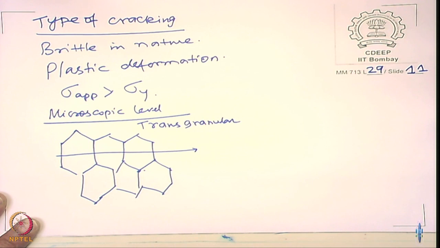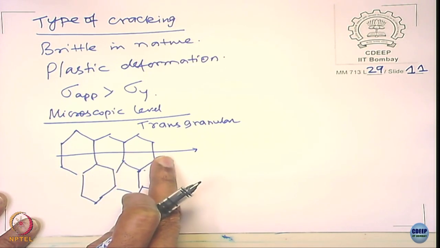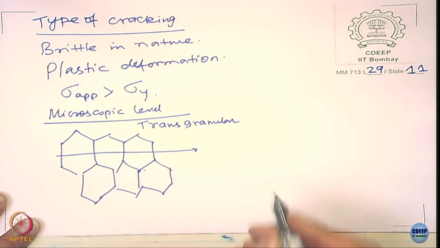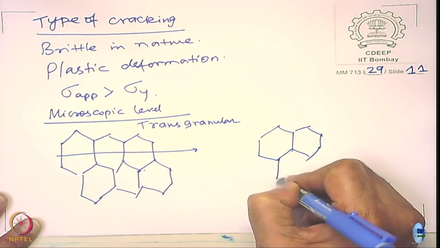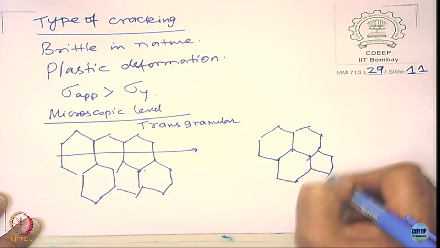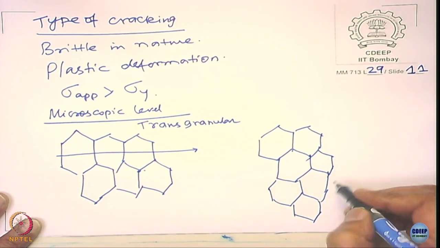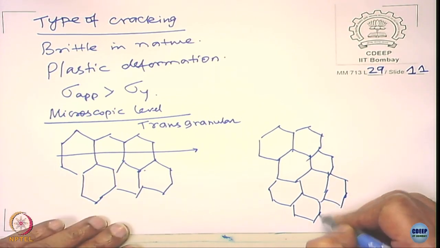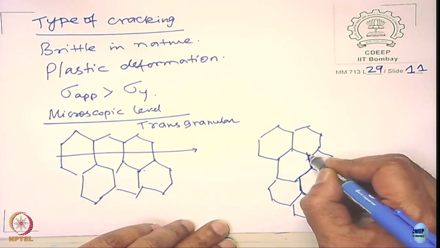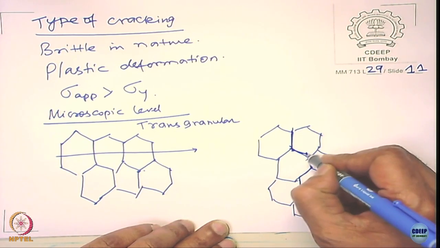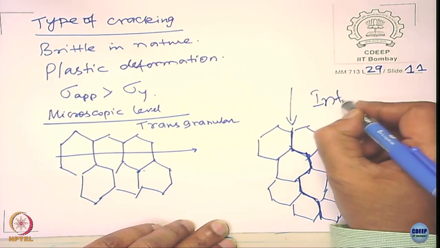Here you also have transgranular, but these are transgranular brittle fractures. The crack also can grow along the grain boundaries, and what is this called? Intergranular cracks.